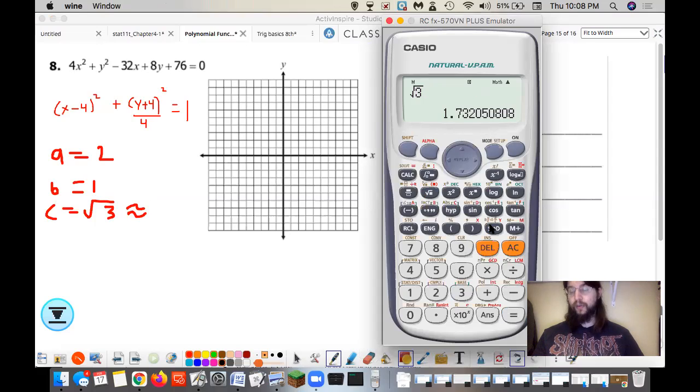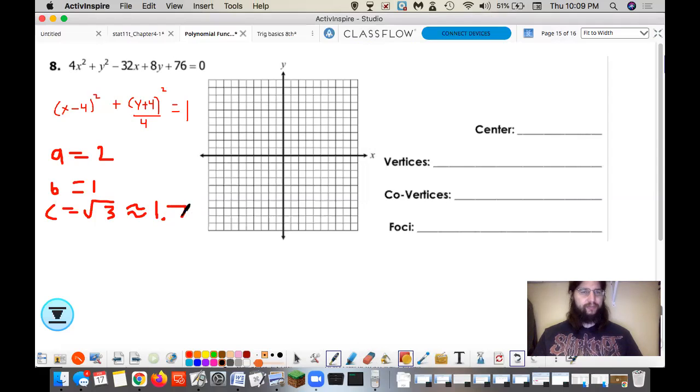I said a little less than 4, didn't I? Wow. Good thing we're almost done. A little less than 2 is a little less than square root of 4. 1.7. Jesus.